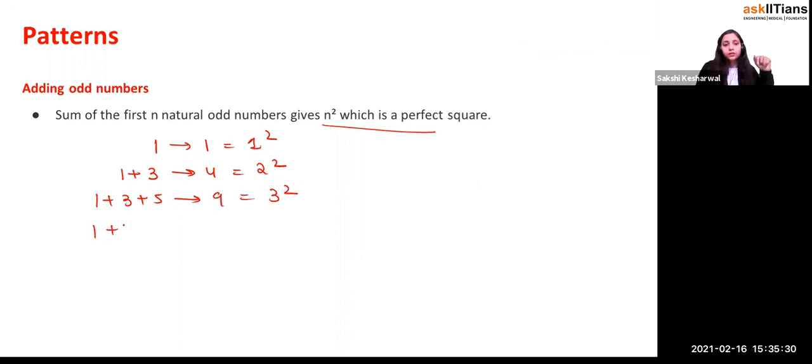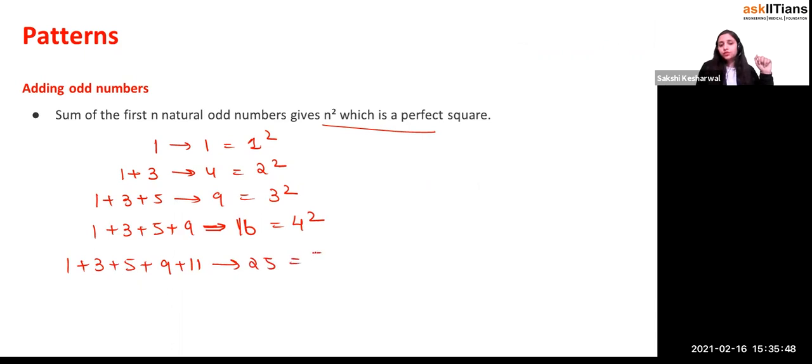Now if I write 1 plus 3 plus 5 plus 7, which equals how much? 16. Yes or no? Which is 4 square. Right. Now if I write 1 plus 3 plus 5 plus 7 plus 9, which equals what? 25, which is 5 square. This is how you're going to get the pattern, right?